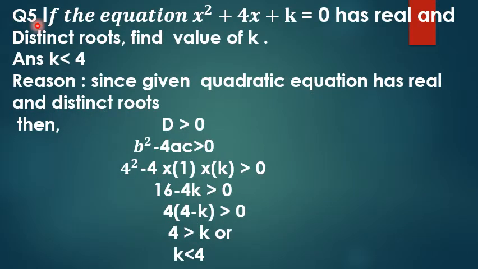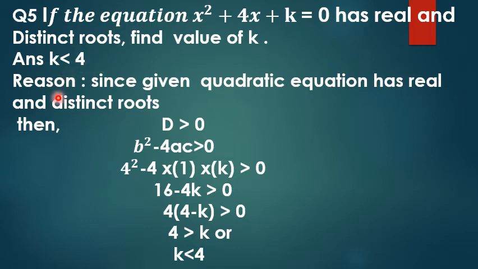So let us come to question number 5. If the equation x square plus 4x plus k equals 0 has real and distinct roots, find the value of k. Here in the answer it is given that k should be less than 4. When the value of k is less than 4, then the given quadratic equation x square plus 4x plus k equals 0 has real and distinct roots.